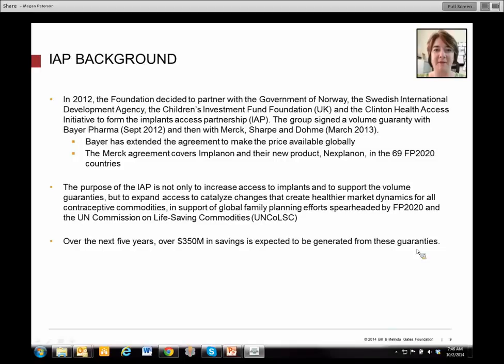So the purpose, again, of the implant access program is not only to increase the access to implants and make sure that those volume guarantees are in place and are being met, but really looking at the implant access program as a mechanism for making sure that changes that occur within the market and within the family planning field really improve the overall quality of family planning, and improve the overall quality of the method mix in countries, more attention to counseling, more attention to voluntary acceptance of methods, and really seeing this not as a single method program, but as a program that really catalyzes change within the family planning service delivery setting.